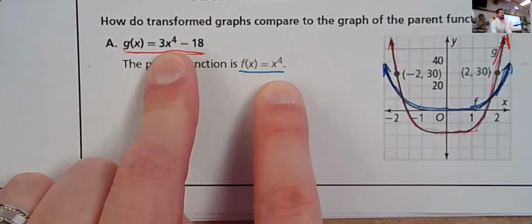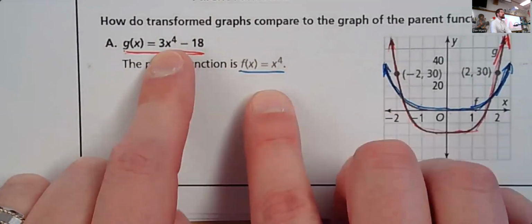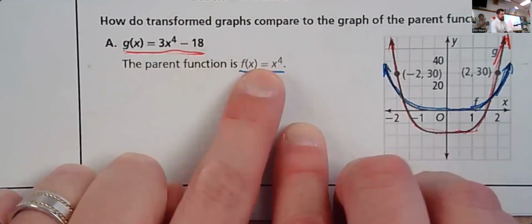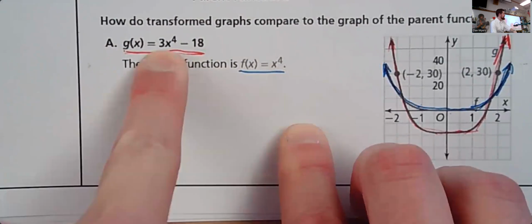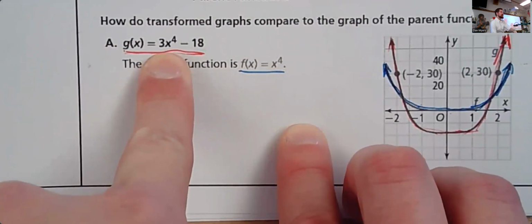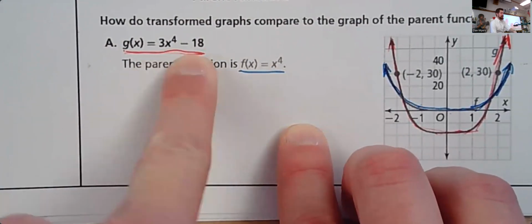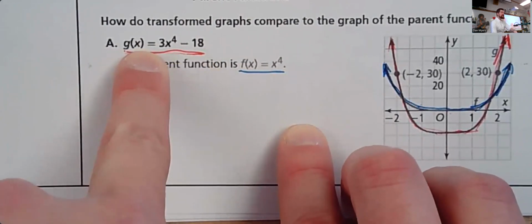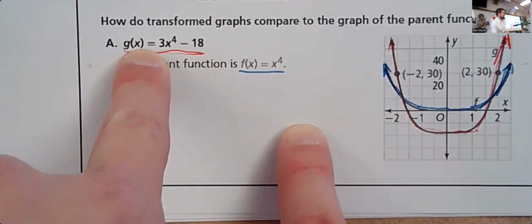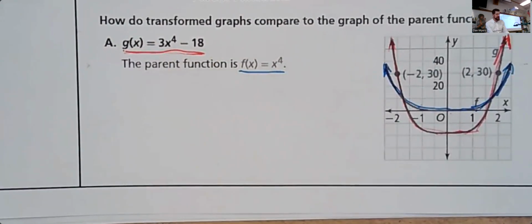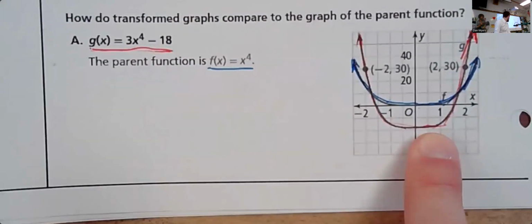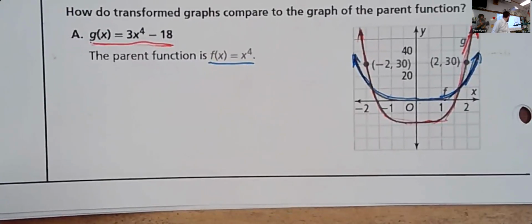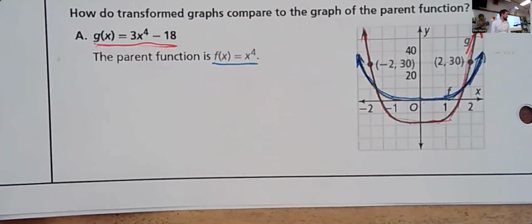So, my first question for you is, what is different? Please stop talking. Thank you. What is different between how this function is written and how that function is written? Just tell me the differences. There's negative 18. What else? 3. And there's a 3 in front of the x to the 4th. Great. Each of those things means something different. So, if you take a look at the actual graph, take a look at the numbers we have first of all.